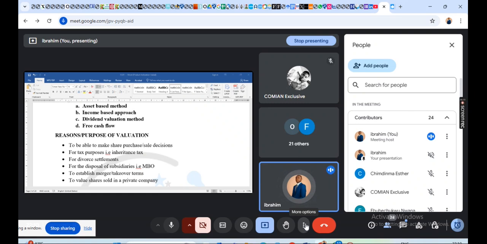It will enable you to make an investment decision. You want to buy shares or sell shares. For tax purposes, you want to know, is this company owing tax or not? For divorce settlements, everybody should go on their own, you don't want to do business again, so what will be the value of the business? For the disposal of subsidiaries, don't forget MBO, there is what we call divestment. In forecast, we mentioned divestment.